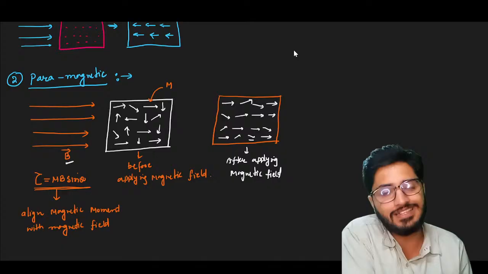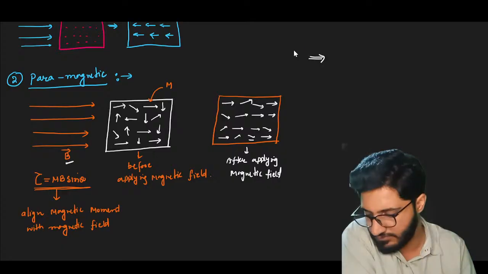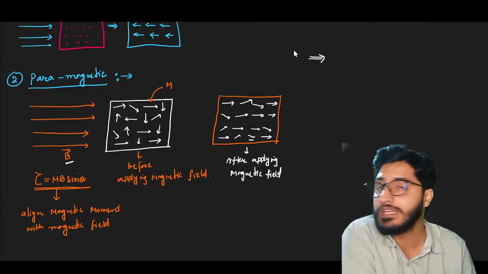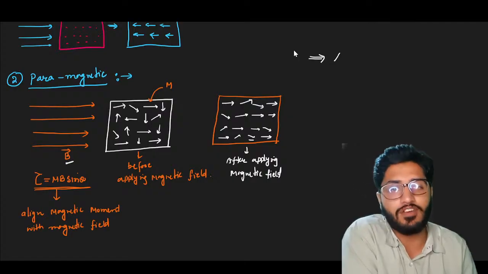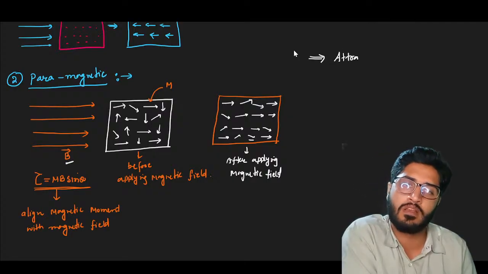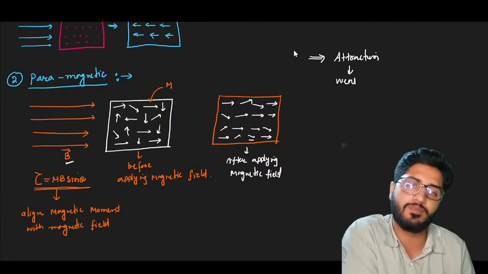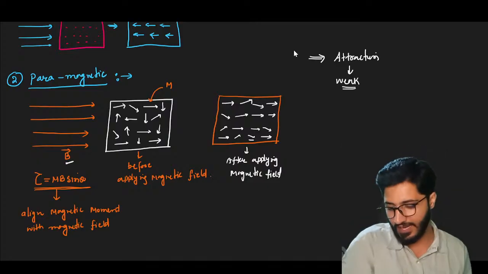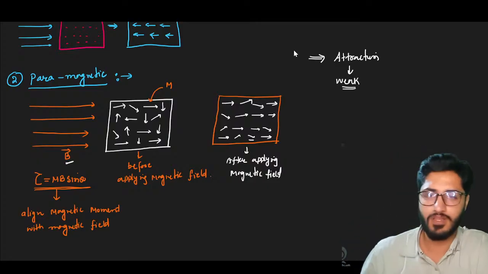So what will you write? Attraction or repulsion? Is this attraction or repulsion? This is attraction. Attraction, but weak attraction. Weak attraction.